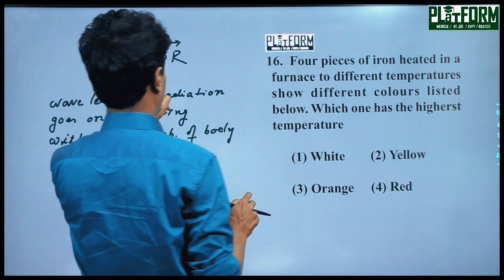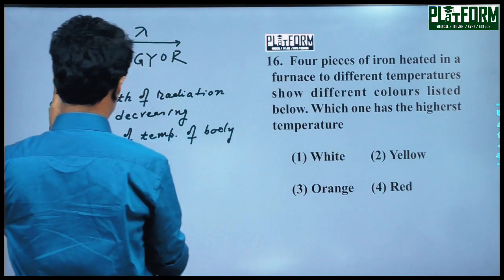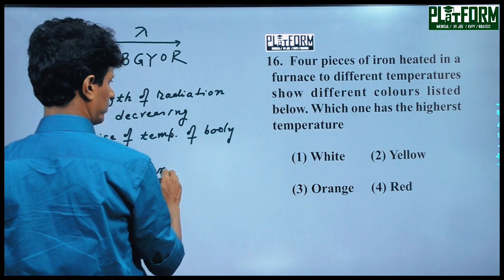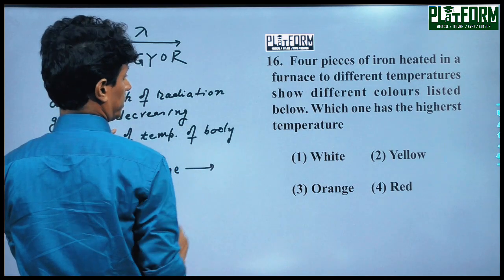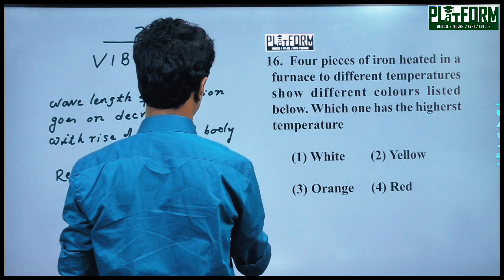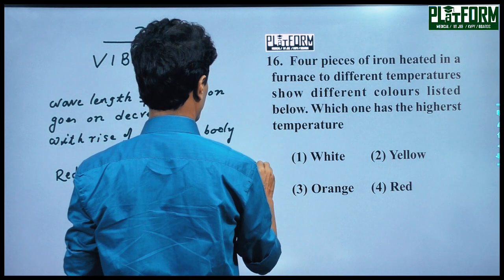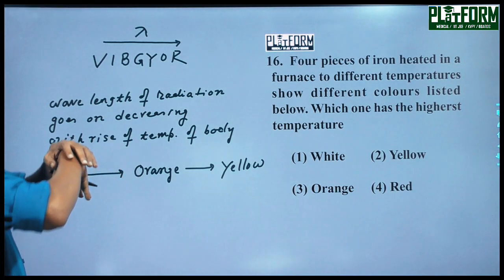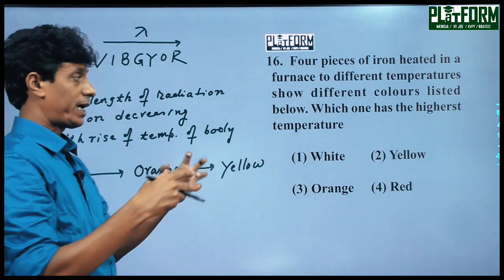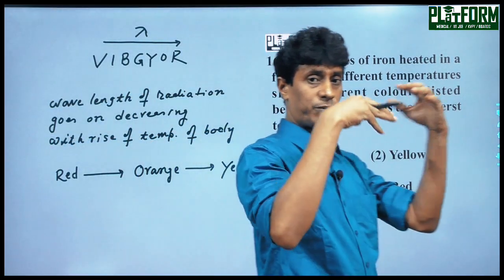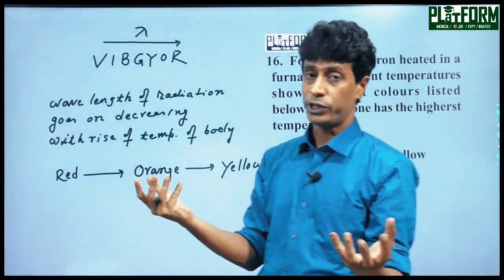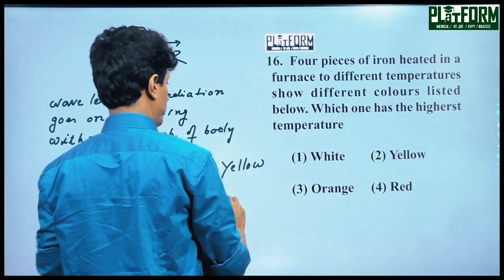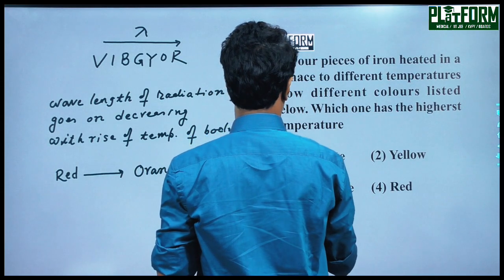then we get orange, then we get yellow, and in this way, when all types of radiation, all colors, are radiated by the body at a very high temperature, the light becomes white.